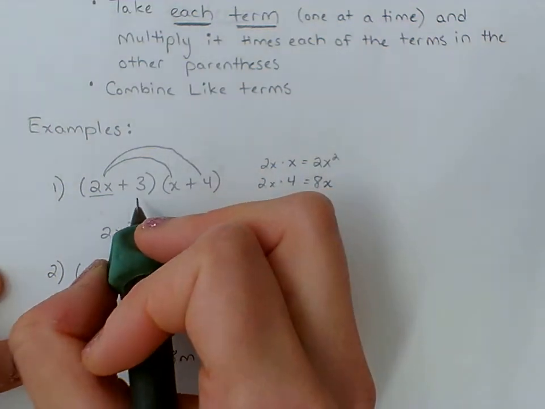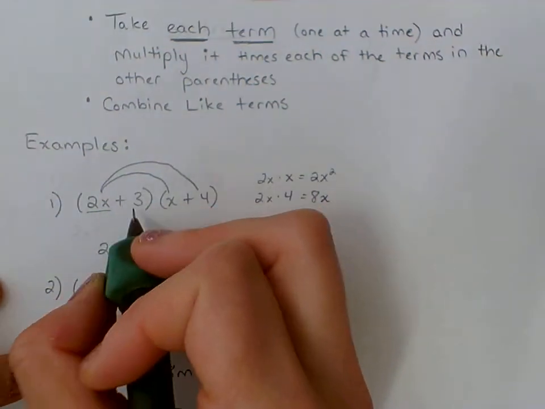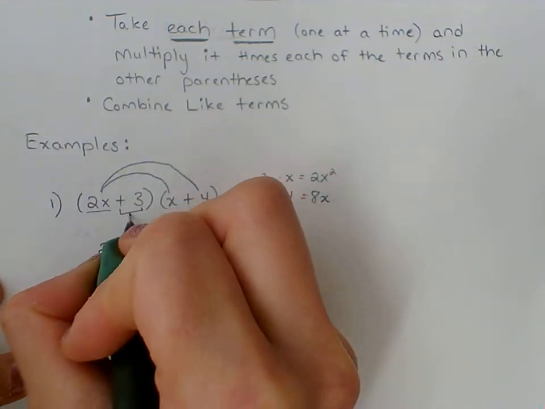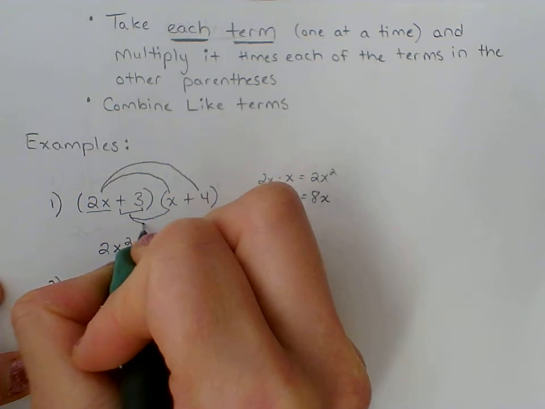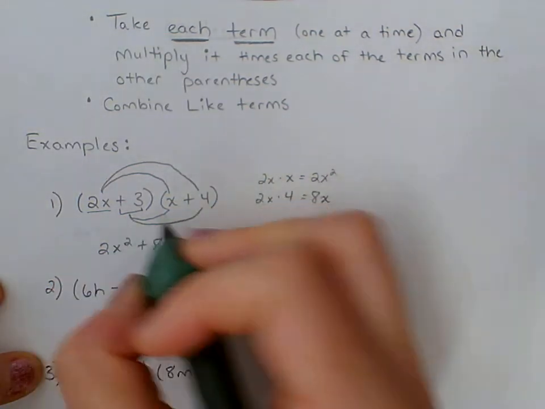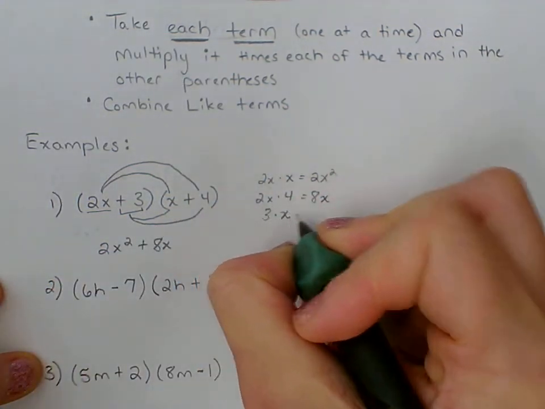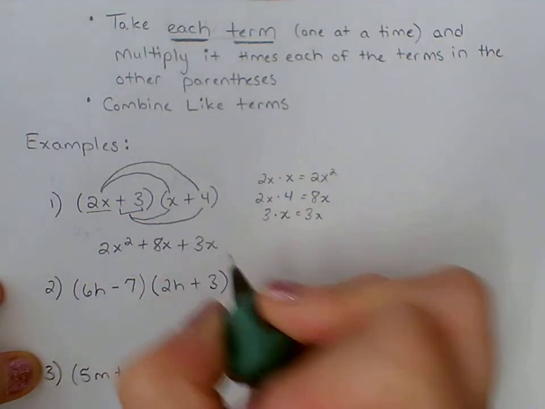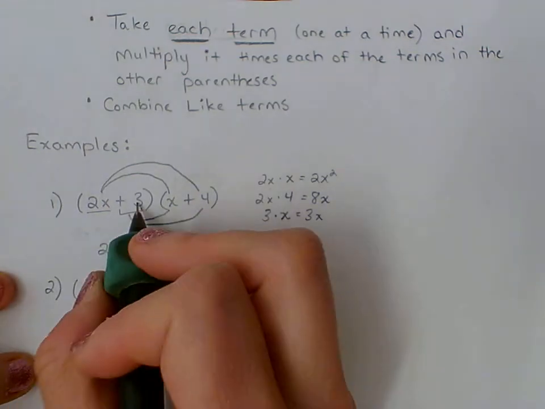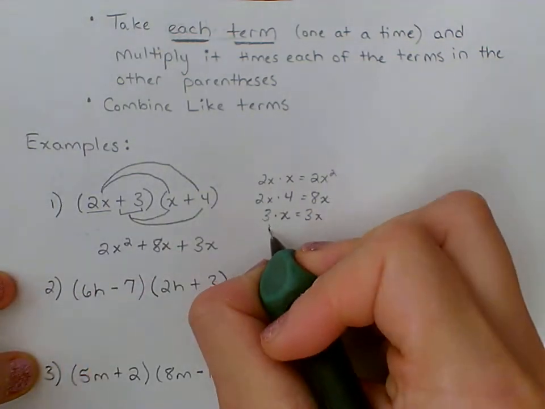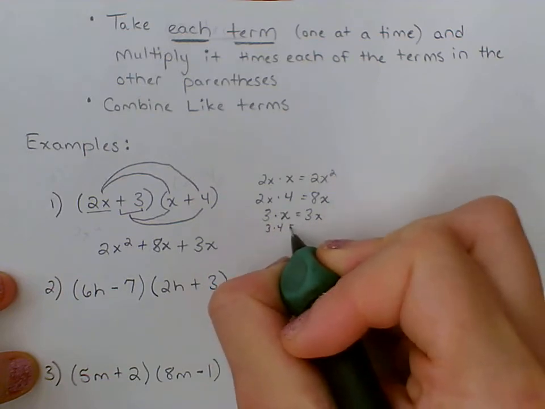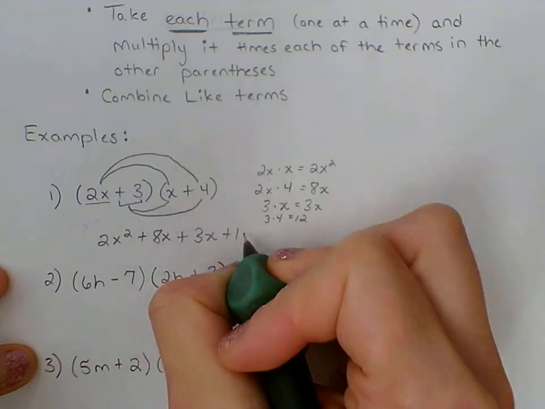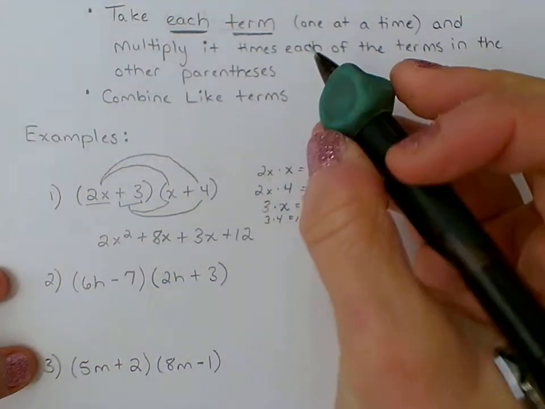Now I have to take the 3, the other term, and distribute it to everything in the other one. So I'm going to multiply my 3 times the x, and then multiply it times the 4. So 3 times x gives me 3x. I'm going to add a 3x to what I already have, and then we do the 3 times the 4, which you probably don't have to write down, but since I've been writing the rest of them, I'll do that one too, and we get 12. So that would be plus 12. Okay, so that's this first part.